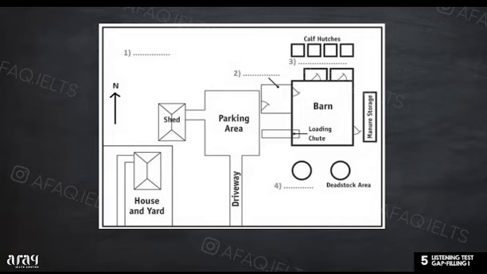In the first sentence, you hear the words driveway and parking area which are on the map. Now, you know where you are. Then it tells you more about the farm and the places you can see on the map.